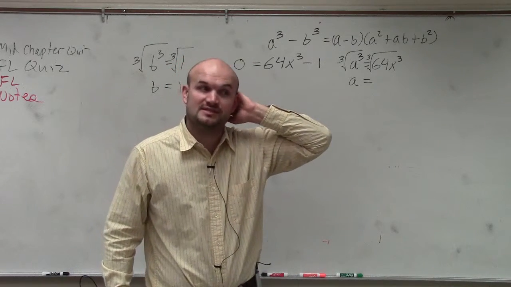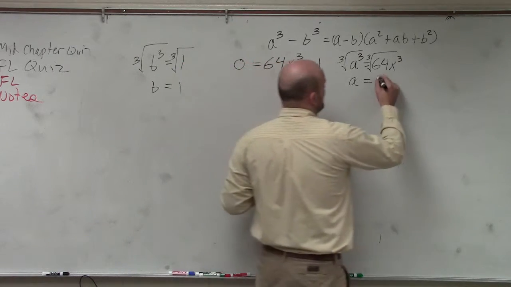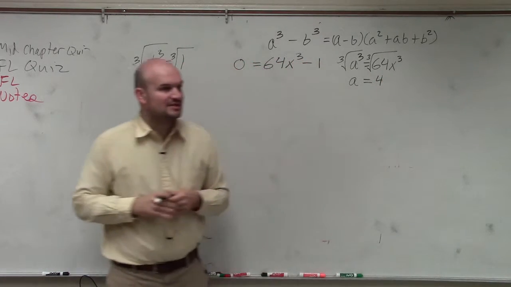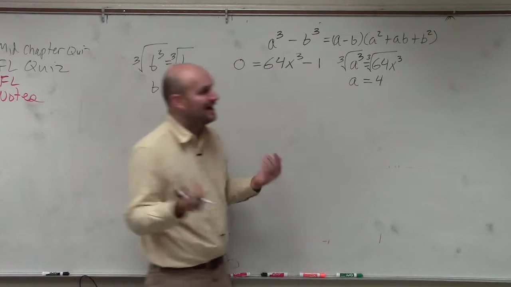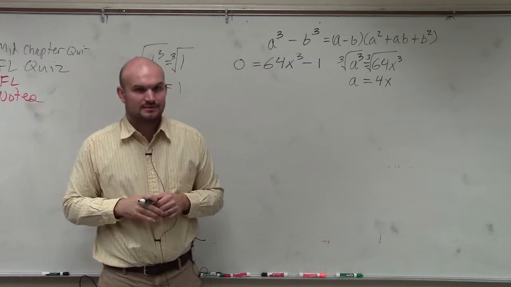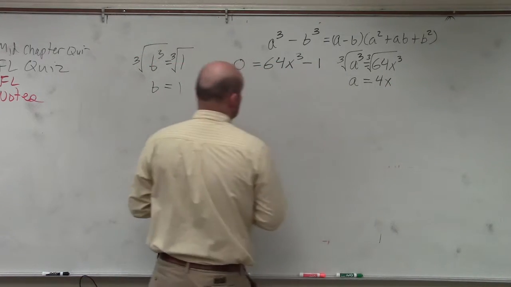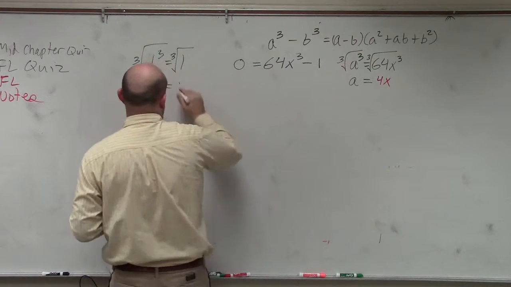And let's double check our answer. 4 times 4 is 16. Times 4 is 64. And then what variable multiplied by itself 3 times gives us x cubed? x. Does everybody see that? I'm actually going to use a little color coding. How about we replace this with a red? I'm going to replace this with a 1.